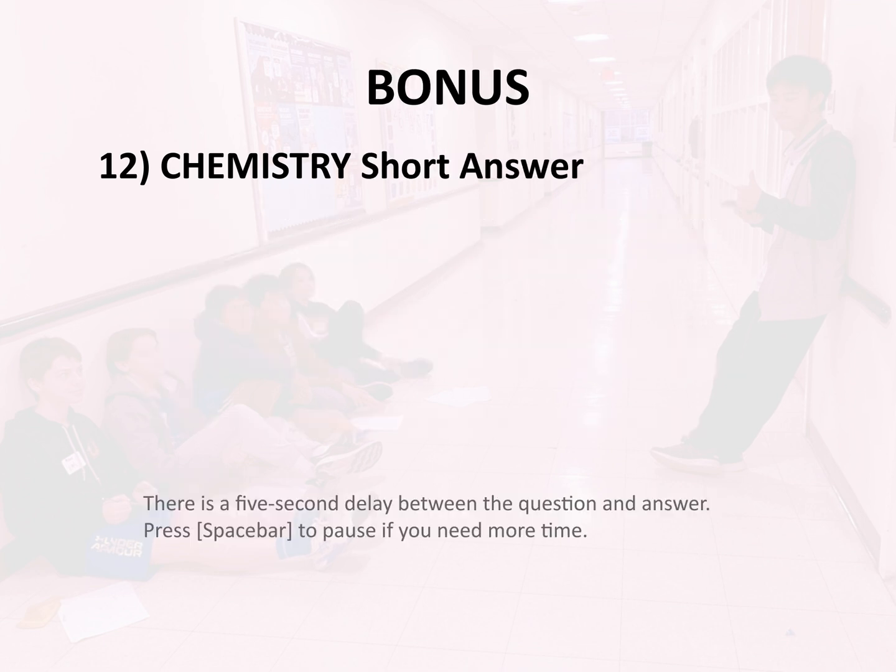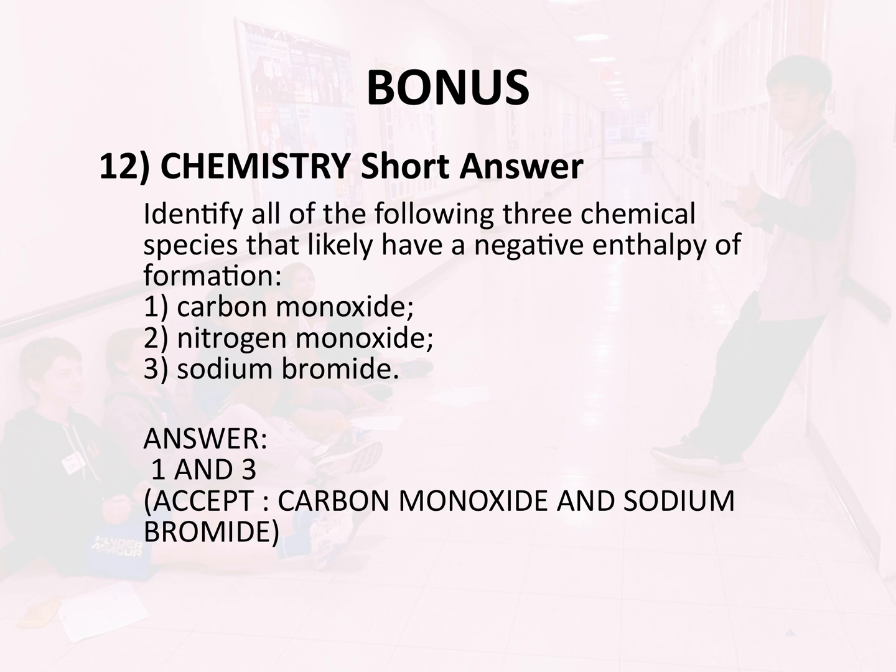Bonus 12. Chemistry. Short answer. Identify all of the following 3 chemical species that likely have a negative enthalpy of formation: 1. Carbon monoxide, 2. Nitrogen monoxide, 3. Sodium bromide. Answer, 1 and 3.